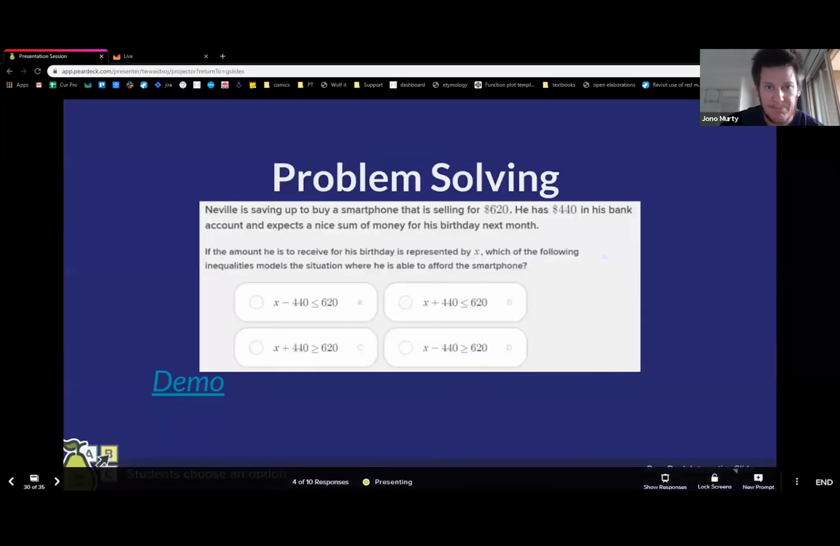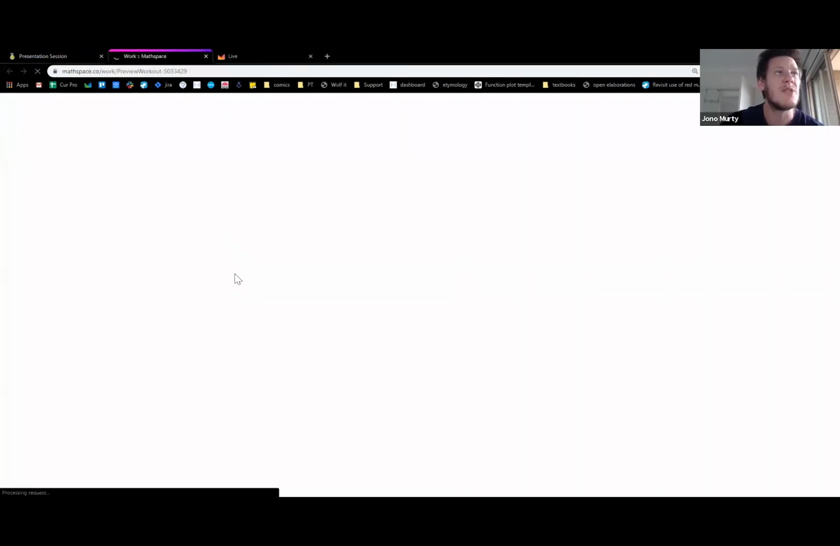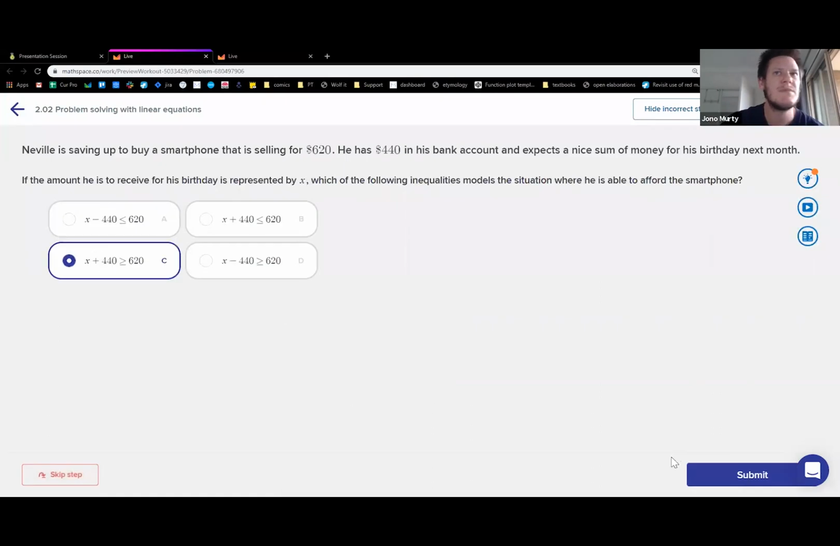All right, x plus 440 is greater than or equal to 620 seems to be the best answer. There's 440 in his bank, and he expects a nice amount of money. The phone he wants to buy is 620. He has 440, so x plus 440 has to at least equal 620 or be greater than it. We'll just quickly check that is the correct answer. Yes, great.